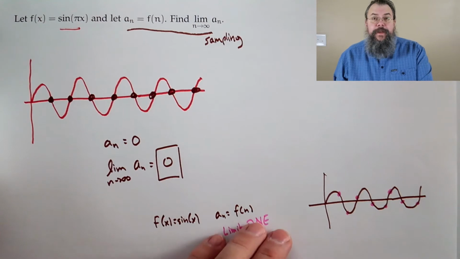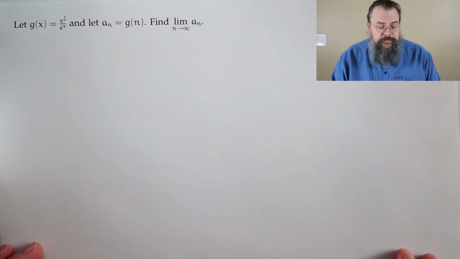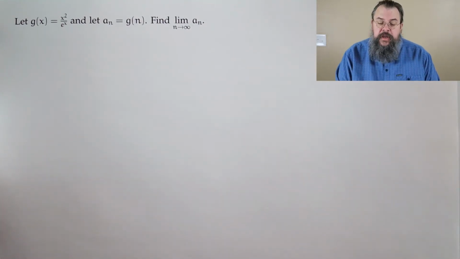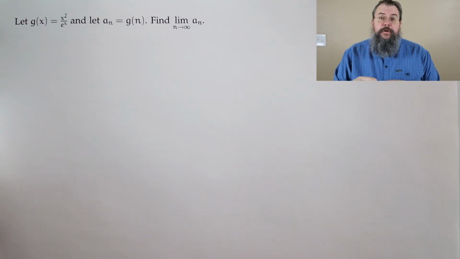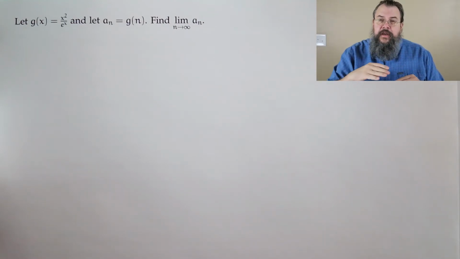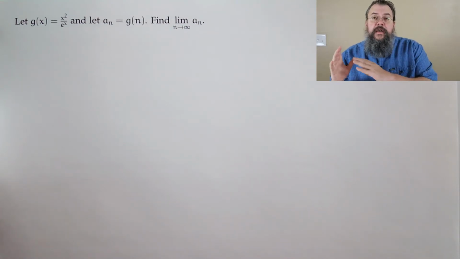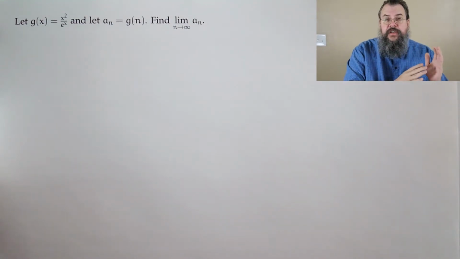So, all right, well, that wasn't so bad. Let's keep going. Hopefully they're also not bad in the future, right? That would be nice. Let g of x equal x squared over e to the x, and a sub n equals g of n. Find the limit as n goes to infinity of a sub n. Now, previously in the last problem, we said the function that we're looking at, sine, doesn't really converge. So don't be misled. Now, here's the thing. If the continuous function converges, the sampled function converges.